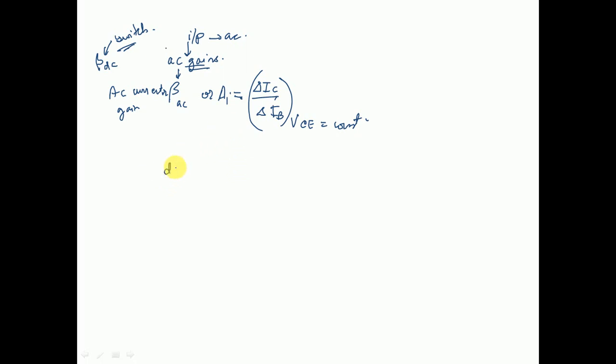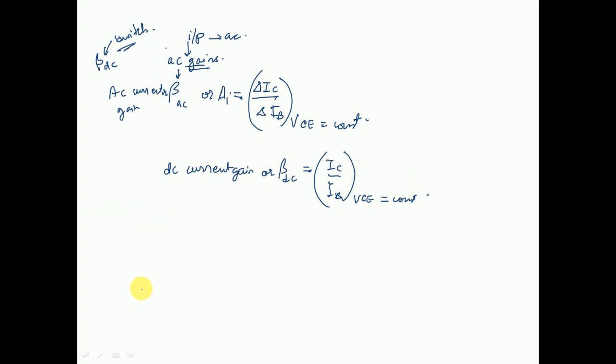Please note here we are talking about the ratio of the small change. We are not just talking about ratio, but the ratio of the small change. That is why this is AC. Now, if you talk about DC current gain, which will be beta DC, this will be the ratio of the collector current to the base current when VCE is kept constant. Simple enough.